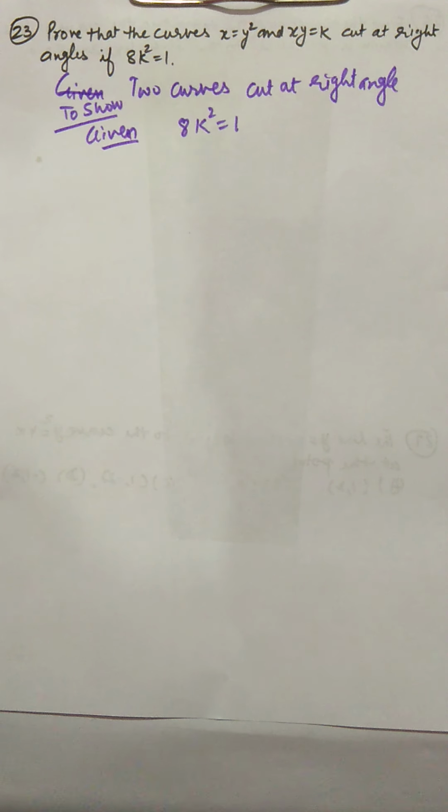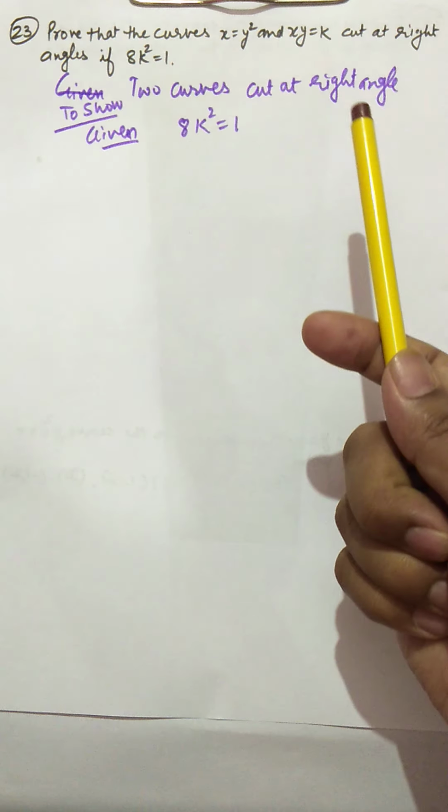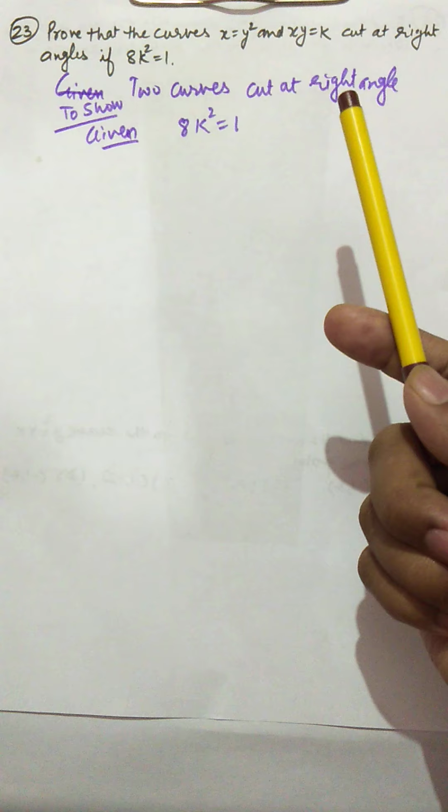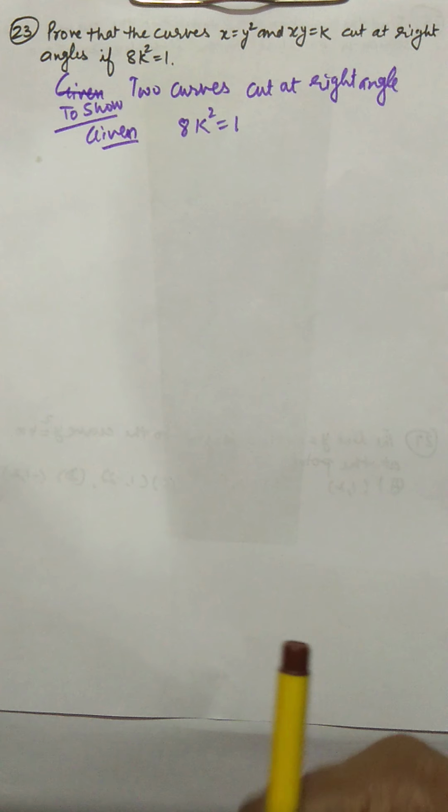See, the word orthogonal is used in many high level books. In RD Sharma also somewhere you will find that word. So you can get in the exam that rather than right angles you will get the word orthogonal curves. Okay, so we'll start from this.